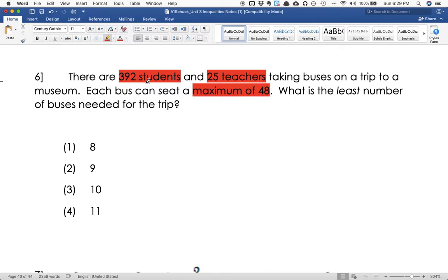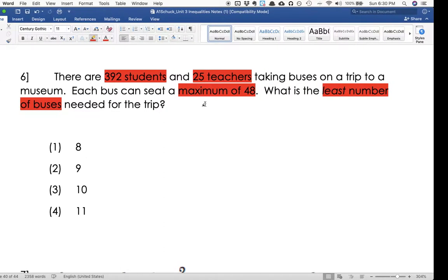Okay, so I've got 392 students, 25 teachers, and the bus can seat a maximum of 48 people. And what am I even trying to figure out here? The least number of buses needed for the trip. I feel like B is going to be the amount that I need to figure out. So let's come over to our paper and start figuring it out.